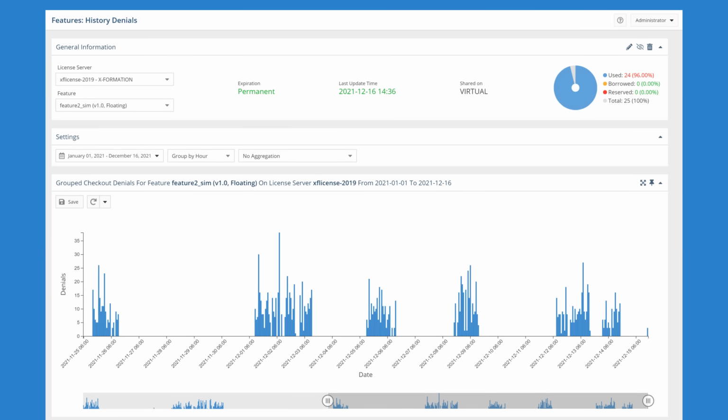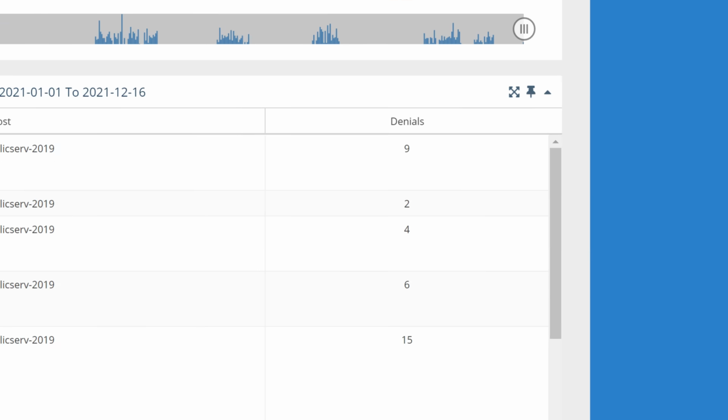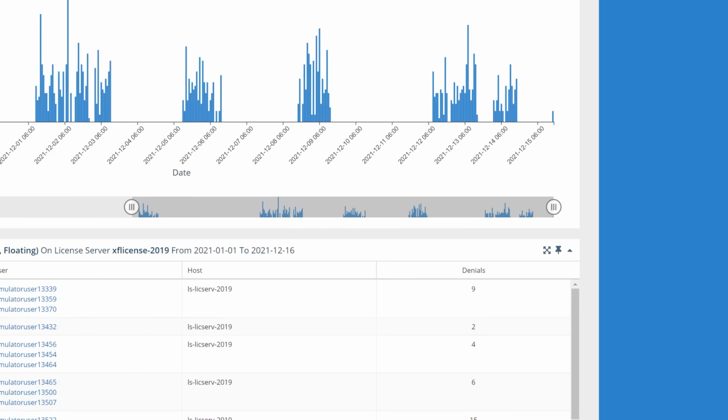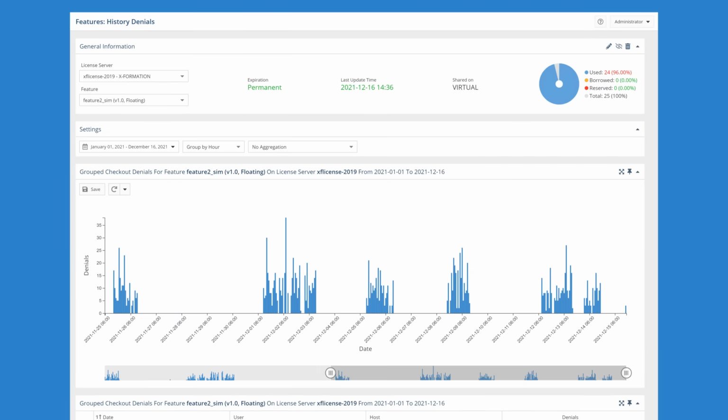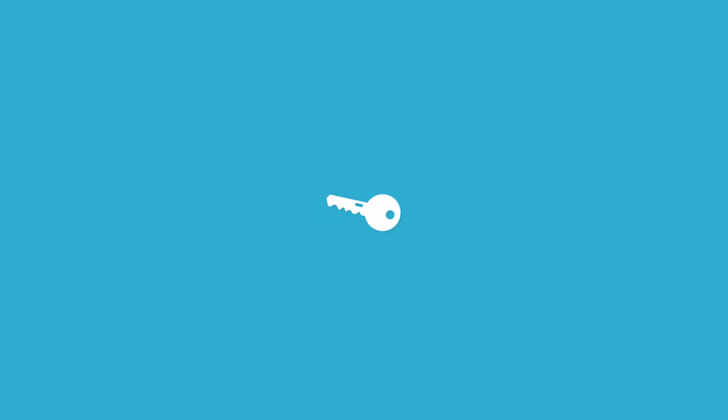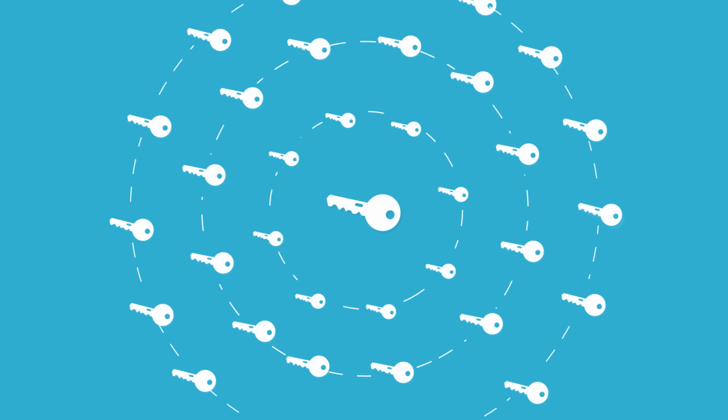Avoid license overuse by learning which licenses are in high demand, how often access to critical software is denied, and when users keep licenses checked out unnecessarily. You can even automatically release idle licenses according to your company's policies.